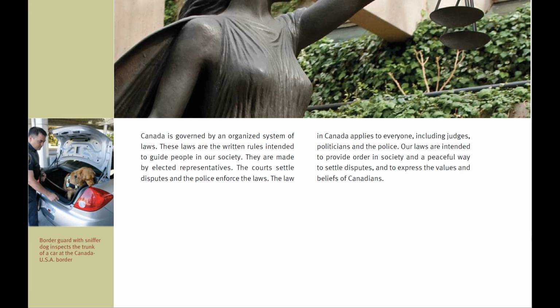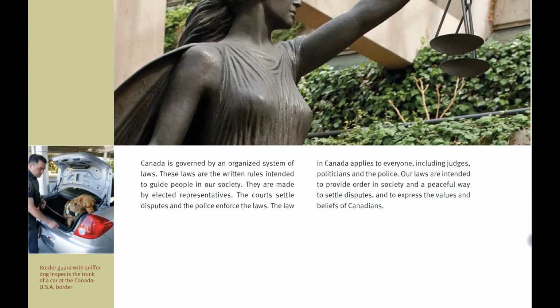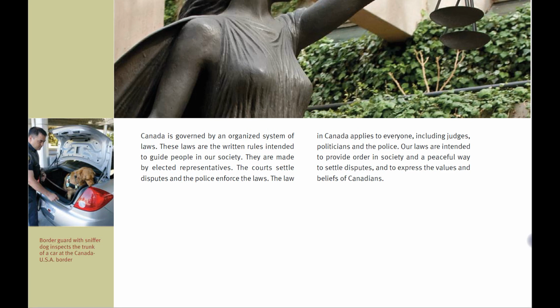Image of the scales of justice from the Vancouver Law Courts, with the caption, "The blindfolded Lady Justice symbolizes the impartial manner in which our laws are administered, blind to all considerations but the facts." Image of a border guard with a sniffer dog inspecting the trunk of a car at the Canada-US border.